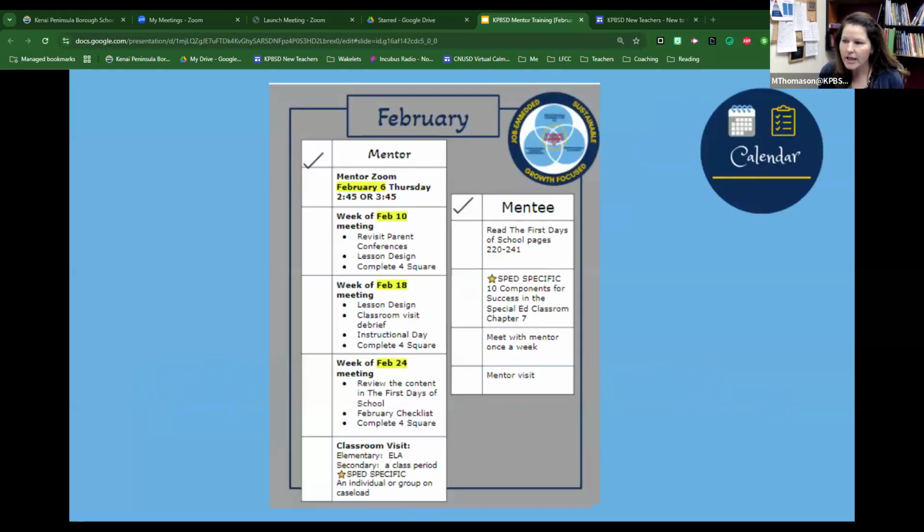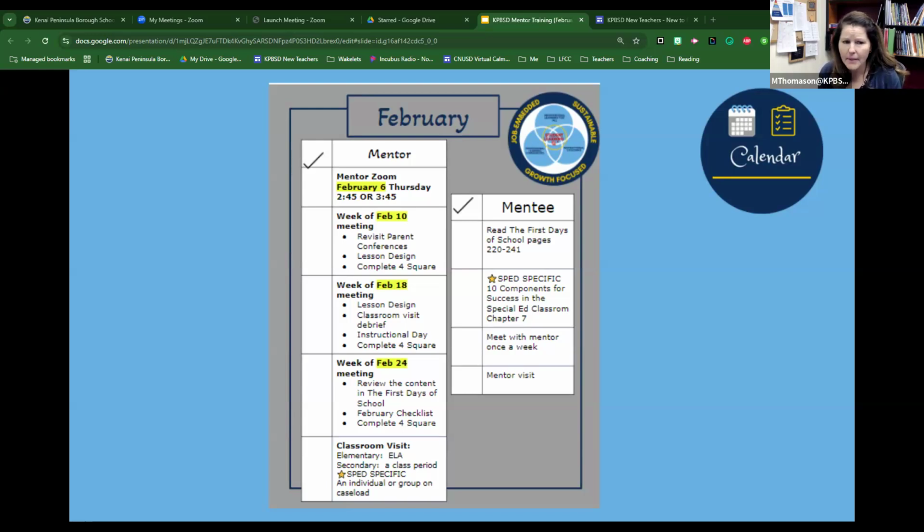What you're looking at is the schedule for February. As with all the other months, I ask that you attend the Mentor Zoom. Thank you for attending the live version. I also ask that you meet with your mentees 3 times in the month of February. That would be February 10th, February 18th, and February 24th.